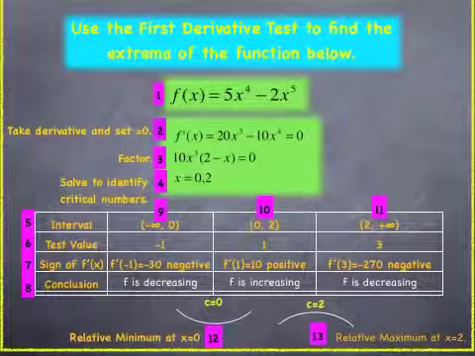And if you look at the shape of the graph, it's the shape of a valley, which kind of indicates a minimum, so you can get a sense that way.